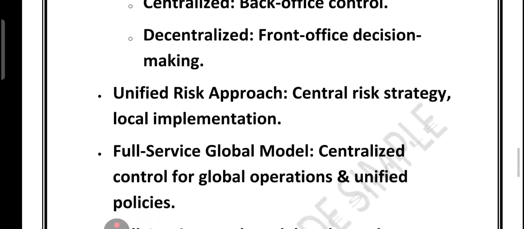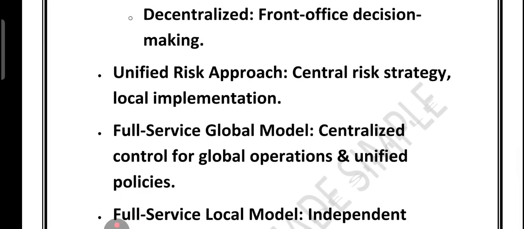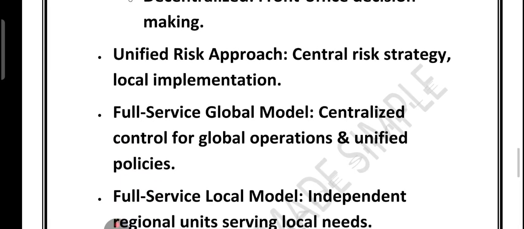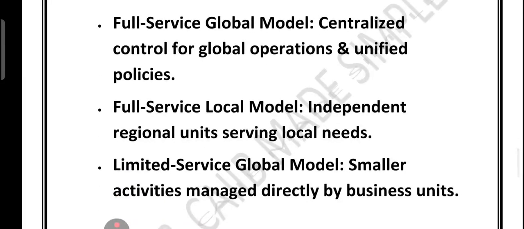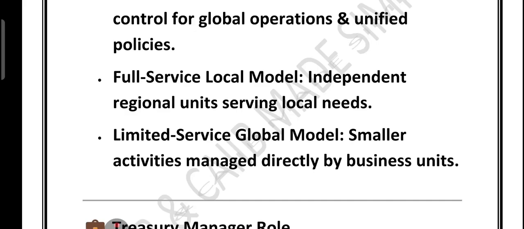Then we have a unified risk approach, which means central strategy, local implementation. Full service global model, which means centralized control with unified policies for global operation. Then we have full service local model, independent regional units serving the local need. Limited service global model, which means smaller treasury activity managed directly by the business unit.